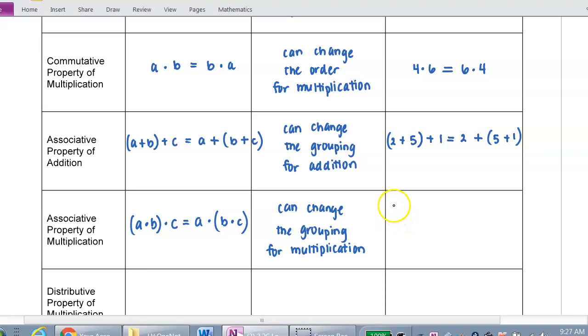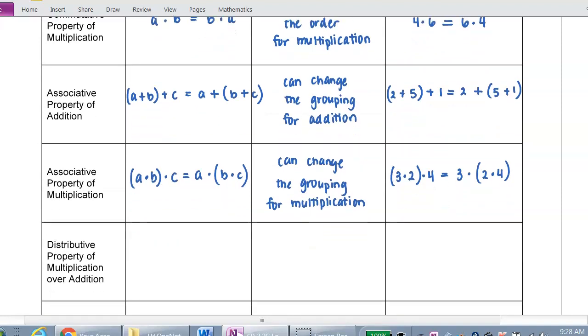And as for our example, we will say the quantity 3 times 2 and then times 4 is equal to 3 times the quantity 2 times 4. And if I use order of operations on the left side, I would have 6 times 4, which is 24. On the right side, if I use order of operations, I have 3 times 8, also 24. Thus proving that I can change the grouping of the factors and the product is not affected.